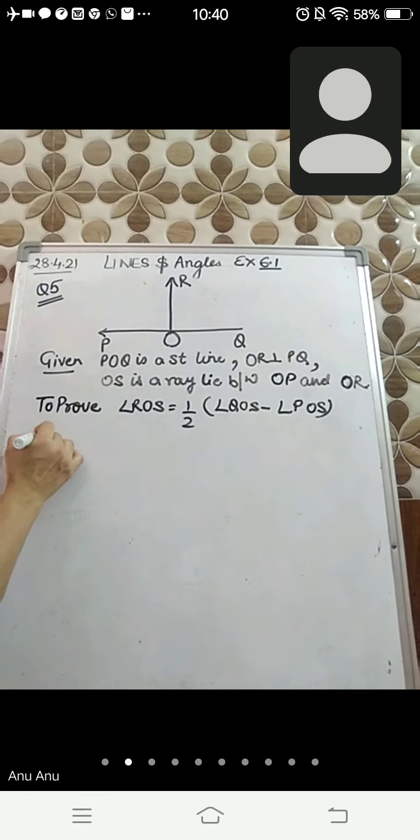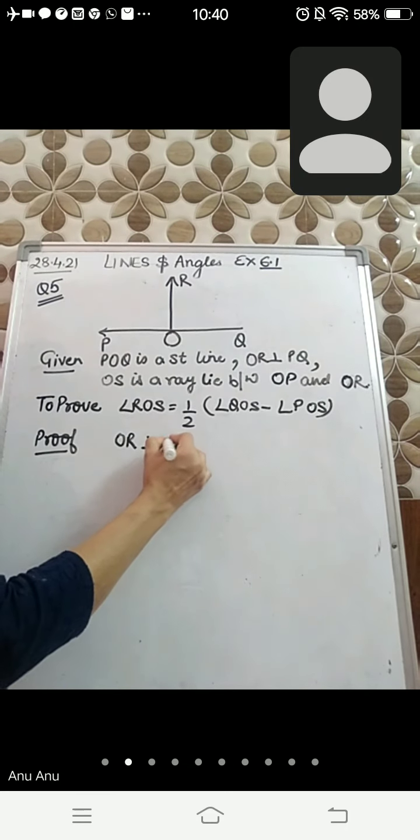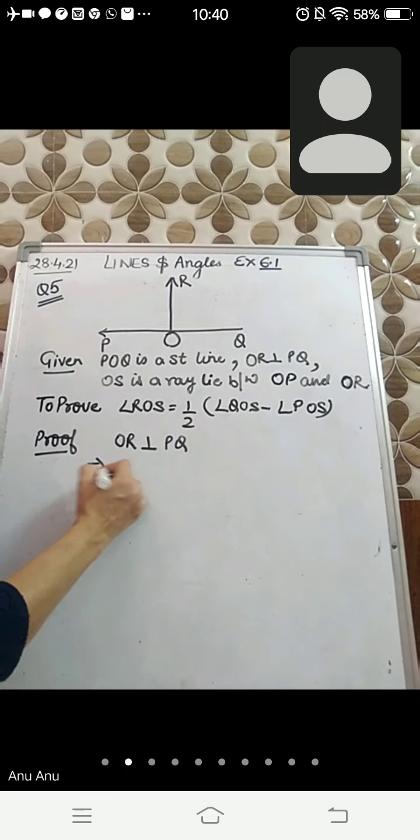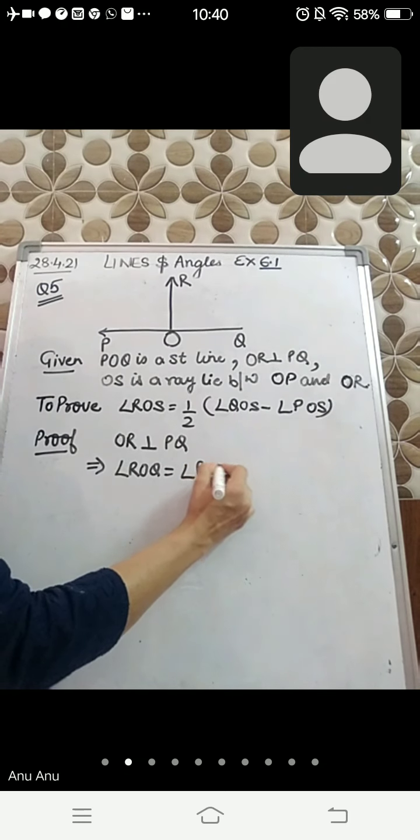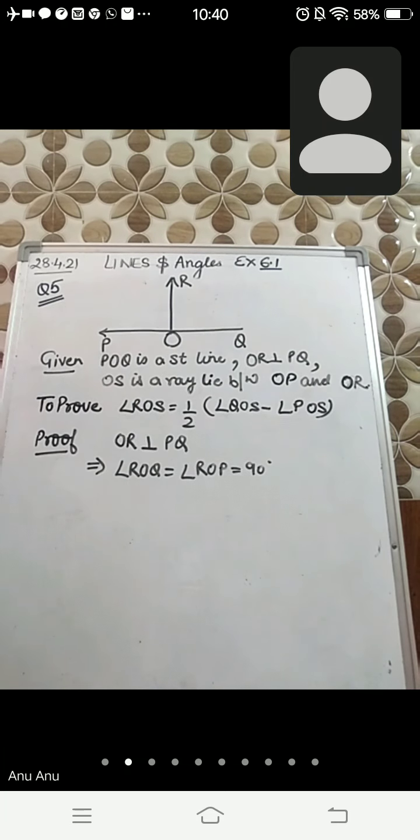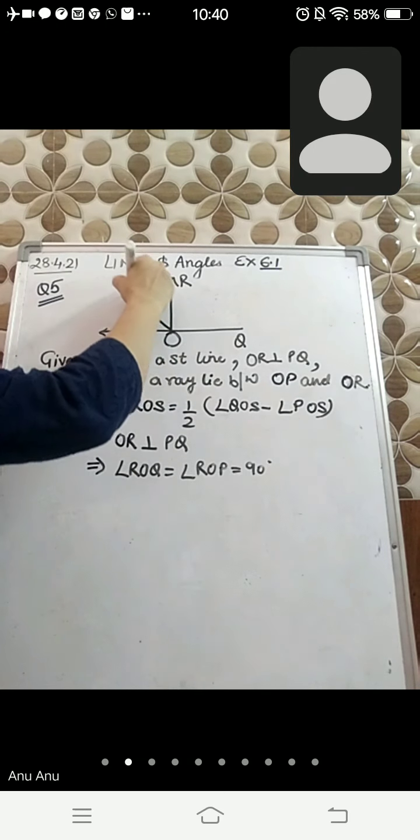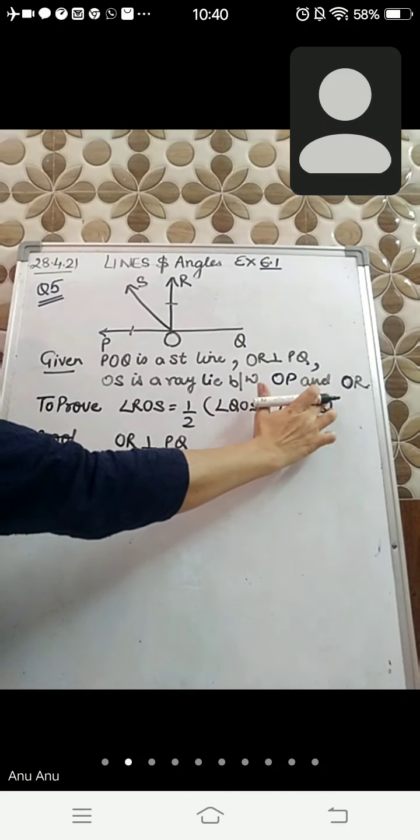Now the proof: I'm starting with the given concept. OR is perpendicular to PQ, that is given. If this line is perpendicular, can we say that ROQ is equal to ROP is equal to 90? So both the angles are 90. Now there is one ray OS that is between these two rays that I have written in the given part.